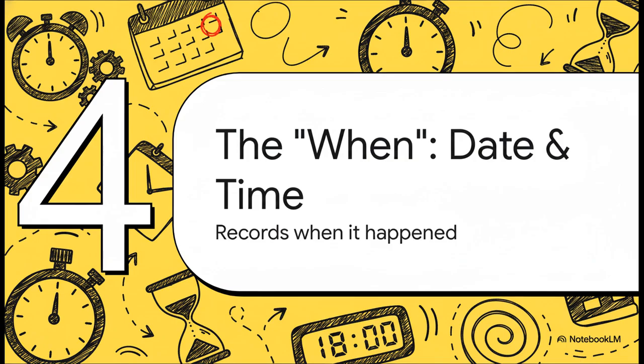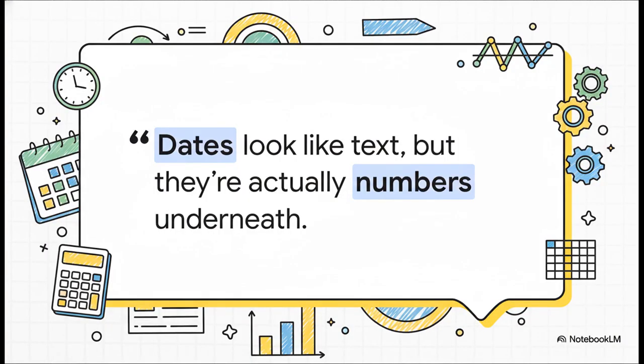And that brings us to our third and final building block. This one answers the question, when did it happen? And this, of course, is date and time data. And it's kind of a special case, a bit of a hybrid. This is such a cool and really important point to get. When you type October 26, 2024 into a spreadsheet, it looks like text to you, but under the hood, the computer is actually seeing a specific number. And that's the magic. That's what lets the software calculate how many days are between two dates.